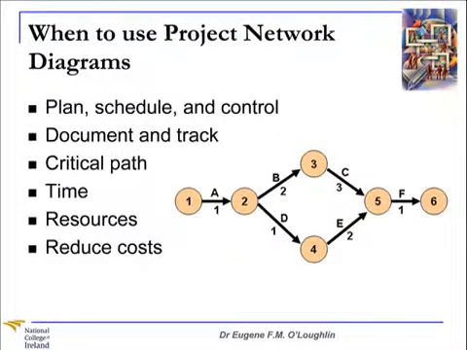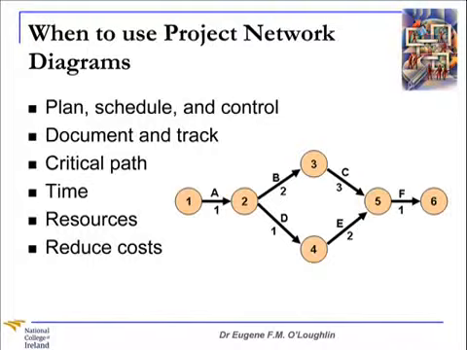So we want to use a project network diagram when we are planning, scheduling, or controlling a new program or product development effort. These types of diagrams can help us document and track a complex project, whether it's an existing or planned project. And they can also help us designate what's called a critical path, which I'll come back to in a few moments, and show other interrelationships between activities. We can also use these network diagrams to ensure time and resource management, and they can help us reduce project costs through coordination and communication.